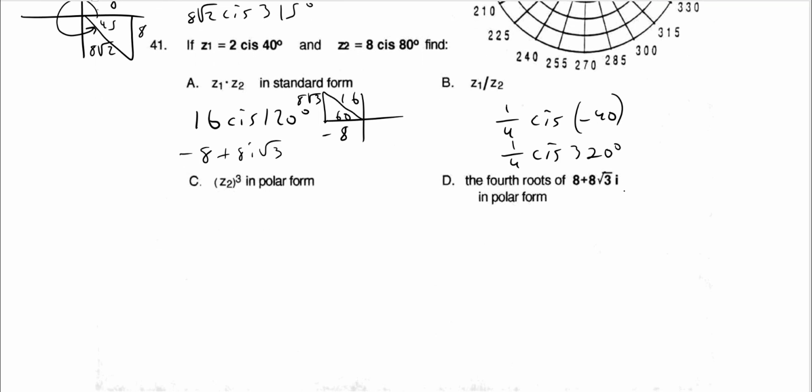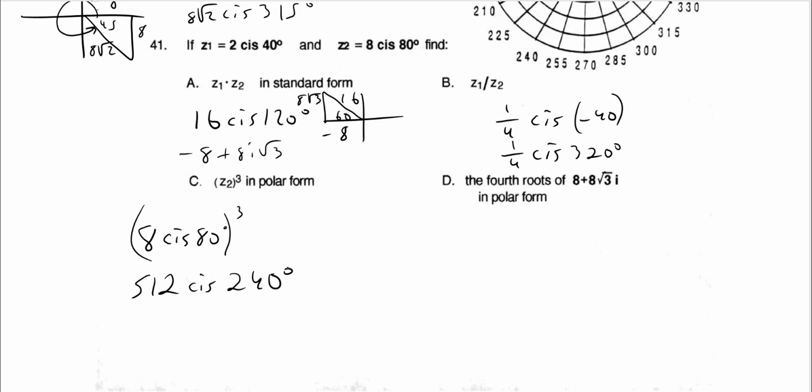The next one is using de Moivre's theorem. So it's z2 cubed. So it's going to be 8 cis 80 cubed. And it's already in polar form, which is good because we need it in polar form. And so 8 cubed is 512, cis 240, and that's polar form. So we're done.